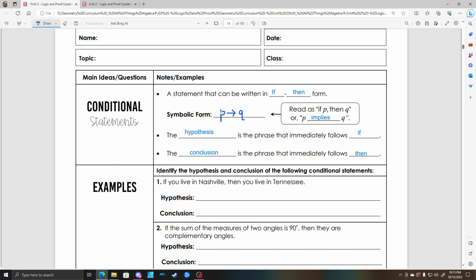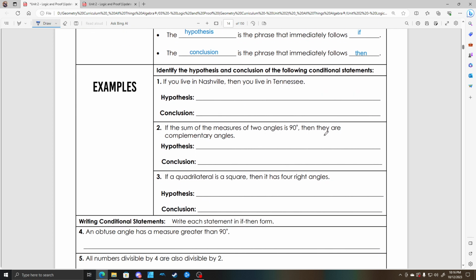The hypothesis is the phrase that immediately follows if. So in the case above, P would be the hypothesis. The conclusion is the phrase that immediately follows then. So in this case, Q would be the conclusion of the statement above. Let's just go ahead and do a few examples. It'll start to make more sense.